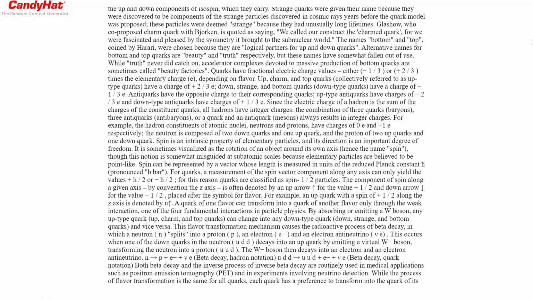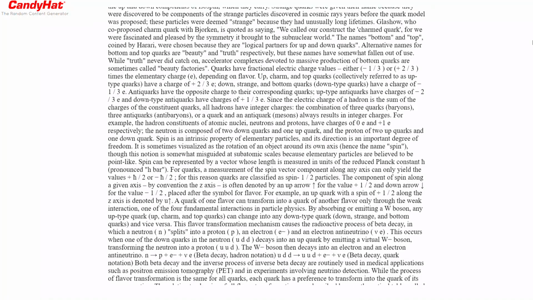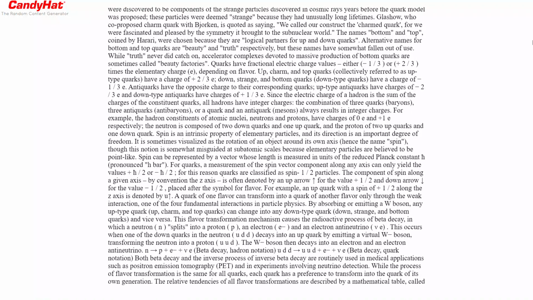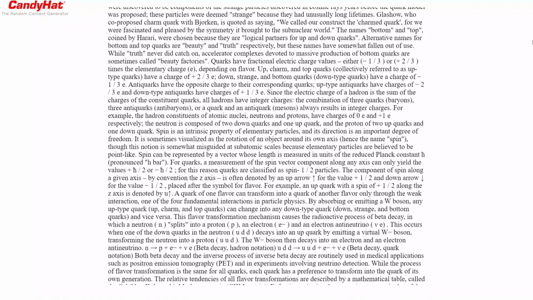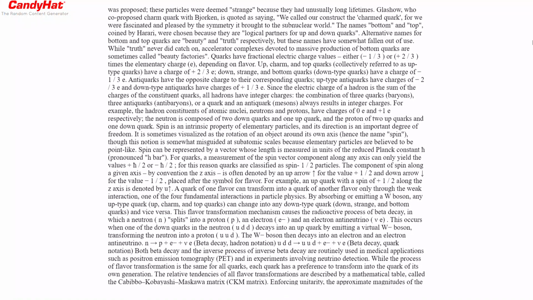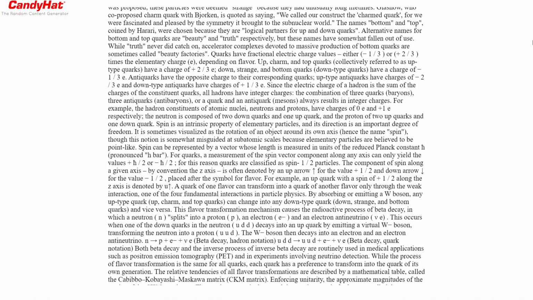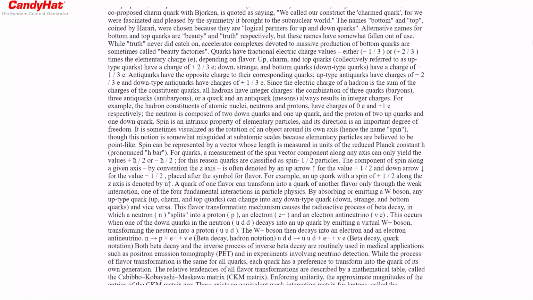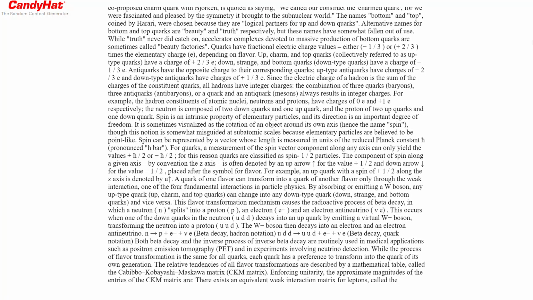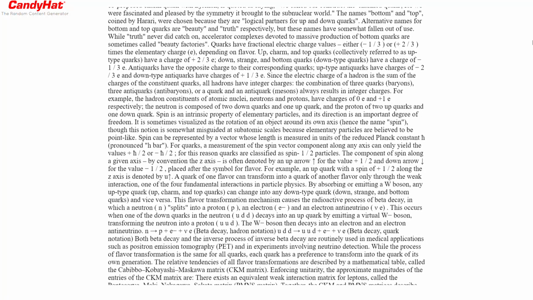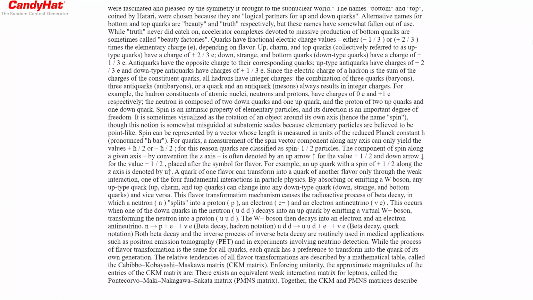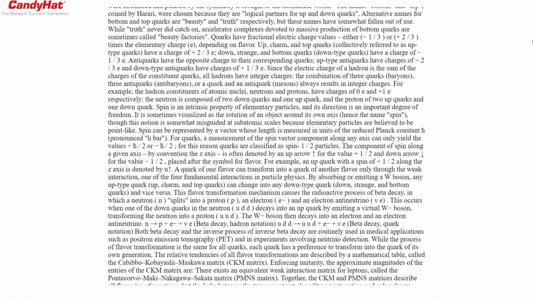Both beta decay and the inverse process of inverse beta decay are routinely used in medical applications such as positron emission tomography (PET), and in experiments involving neutrino detection. While the process of flavor transformation is the same for all quarks, each quark has a preference to transform into the quark of its own generation. The relative tendencies of all flavor transformations are described by a mathematical table, called the Cabibbo–Kobayashi–Maskawa matrix (CKM matrix).